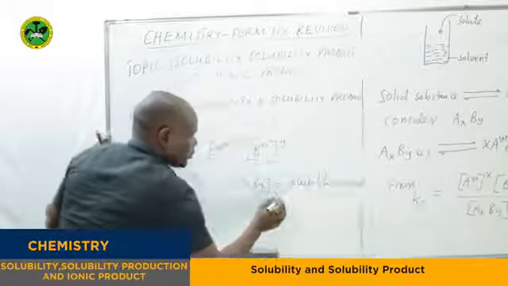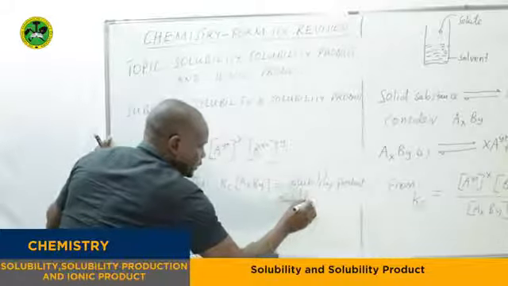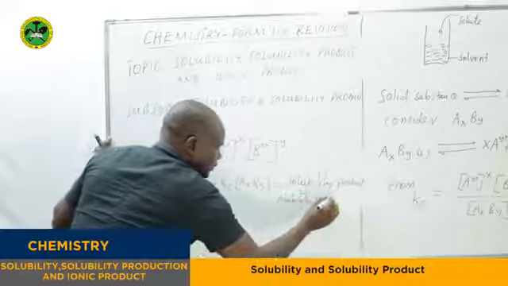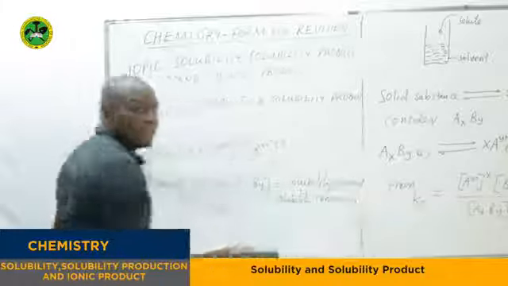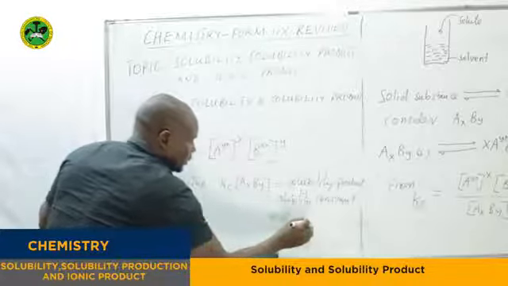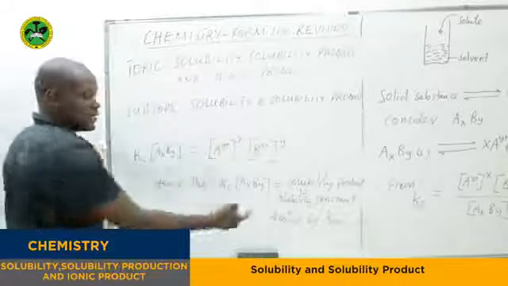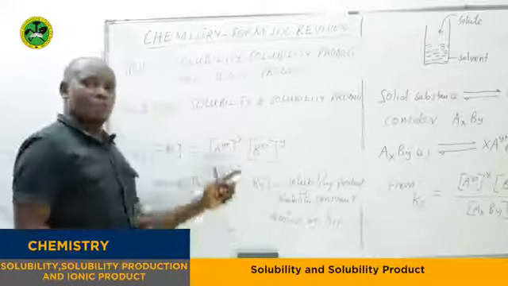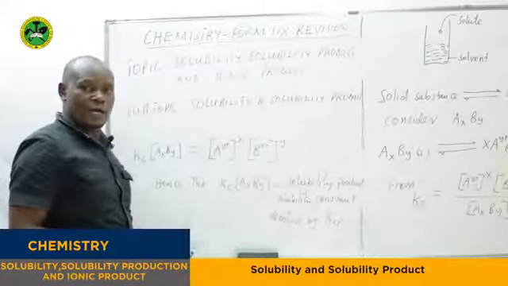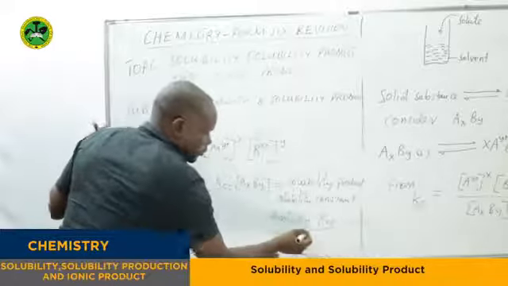Or in other way we also call it the solubility constant, and it is denoted by KSP. So KSP stands for the solubility constant of a sparingly soluble substance. So that is now our new constant.